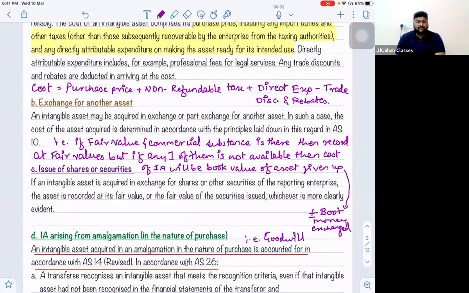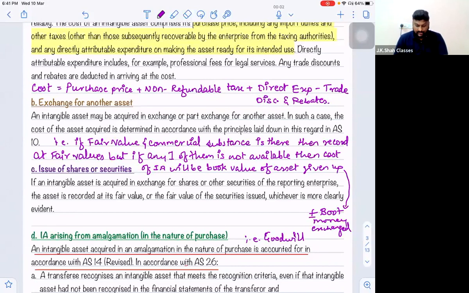Correct? And commercial substance is when you exchange an asset, after the exchange, will it help you to earn more as compared to your existing earning capacity? If yes, then commercial substance is present. But if even after exchange, sir, I'm earning the same thing, I'm not earning anything extra, then there is no commercial substance.